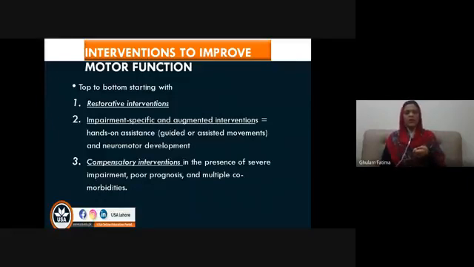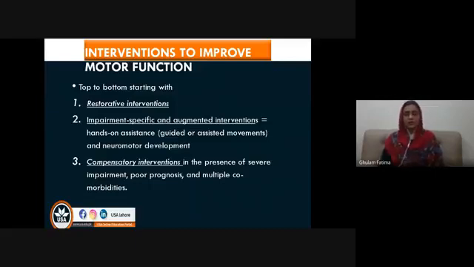And if you remember, we have studied constraint induced movement therapy and body weight support therapy for the lower limb. So both of these types of intervention are dependent on recovery of function, and these are called restorative interventions, and we'll always prefer these types of interventions.